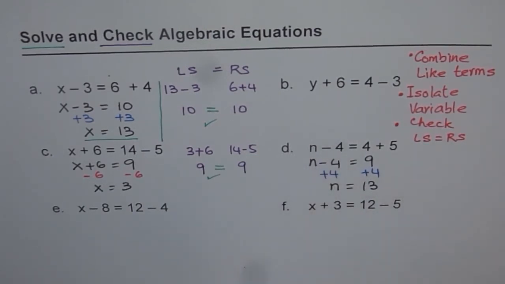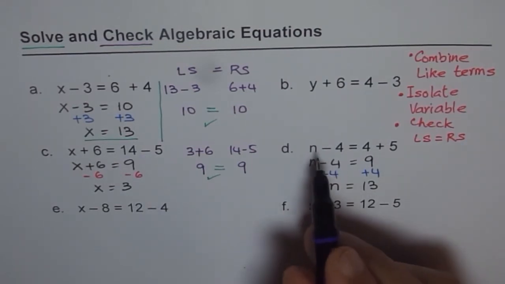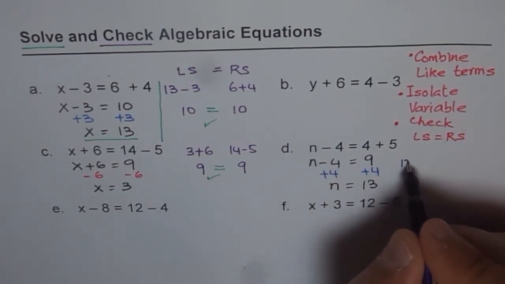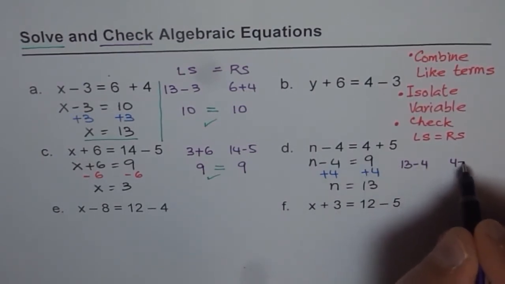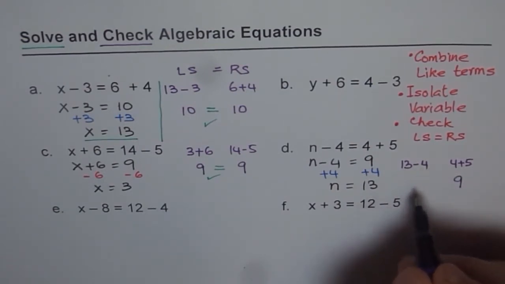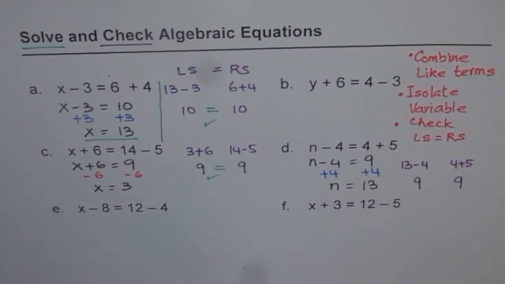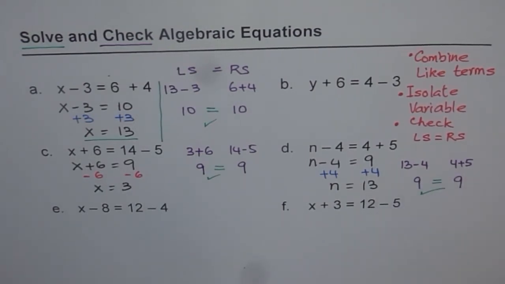How will you check? Substitute the value of n, 13, on the left side in this case. We have 13 minus 4 on the left side. On the right side we have 4 plus 5. 4 plus 5 is 9. How about 13 minus 4? That is also 9. So we have left side equals to right side. So therefore the solution is correct. So that is how we are going to do it.